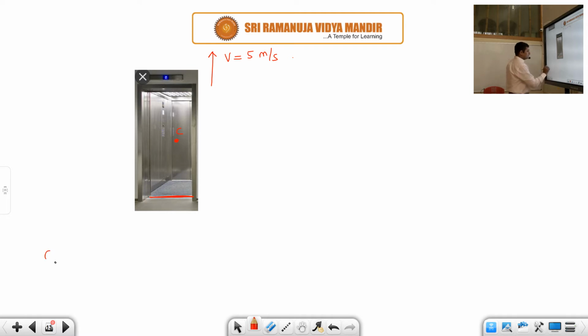So what is the first step, students? From the ground frame, write down the values, because this is the common step. If I stand on the ground and observe this lift, suppose this is the lift and this is the stone.